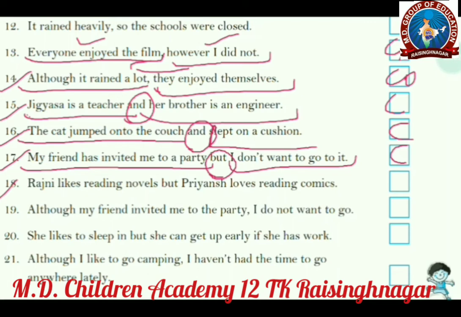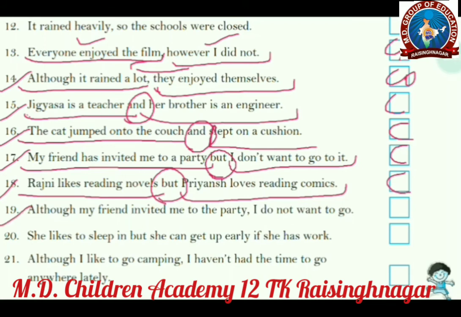18th one, Rajni likes reading novels. It's a complete clause, an independent clause. Priyansh loves reading comics. It's again a complete clause. Both are sensible, both can stand alone, and they are joined with the help of a coordinating conjunction. So both of these clauses are independent. So it's a compound sentence.